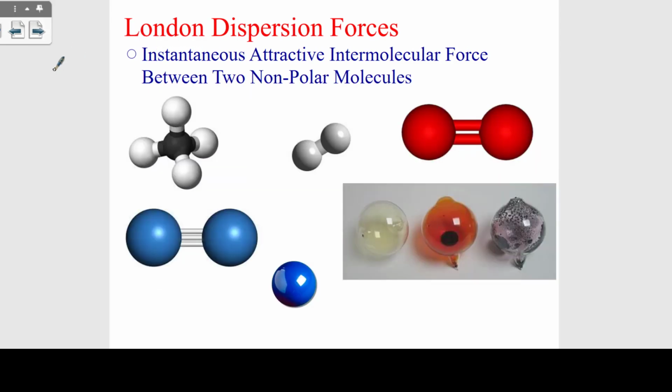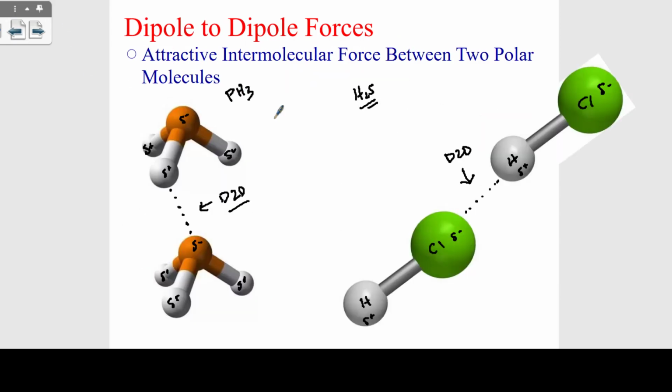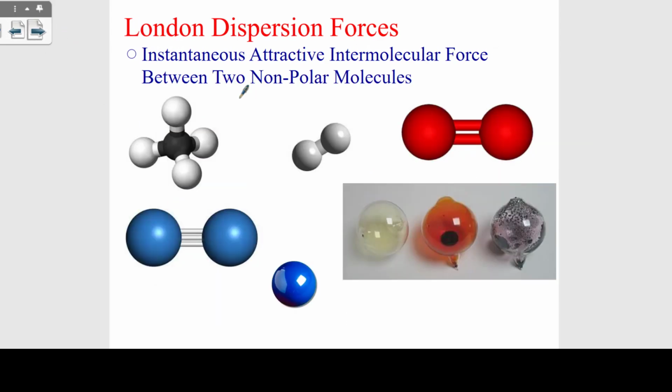So you might ask, well, what about nonpolar things? Well, nonpolar things exhibit an intermolecular force called London dispersion forces. And these are instantaneous attractive forces, whereas this one is kind of permanent. You can see there's a negative and a positive. This is like a permanent magnet. But this one is not permanent. This is just instantaneous because electrons are moving around.